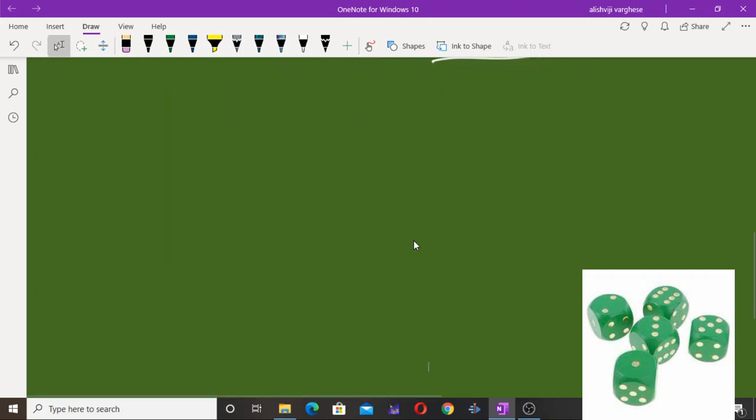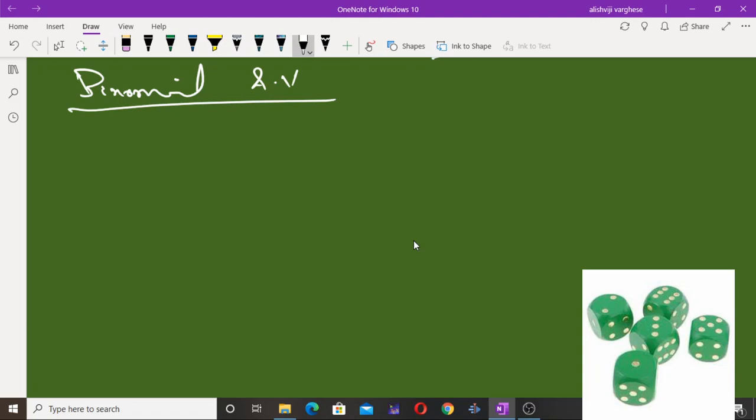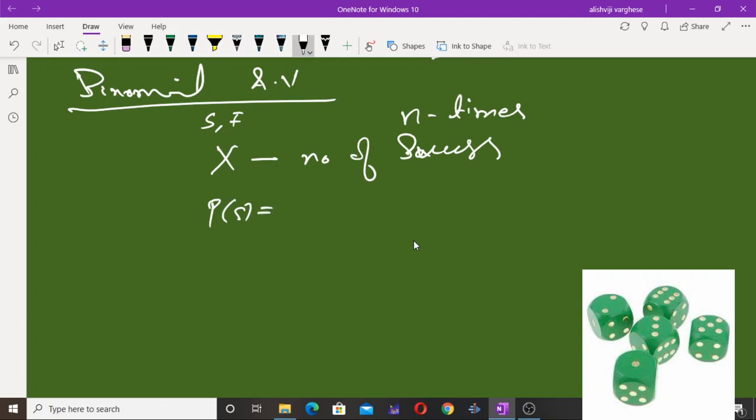Now, we are concentrating on the concept of binomial random variable, and say if we have a Bernoulli trial, a random experiment with two possible outcomes, success and failure, and if you repeat the random experiment say n times, now we can define a new random variable capital X as the number of success in n trials, and let us assume that probability of success is a constant p throughout the n trials or n repetition of the experiment.